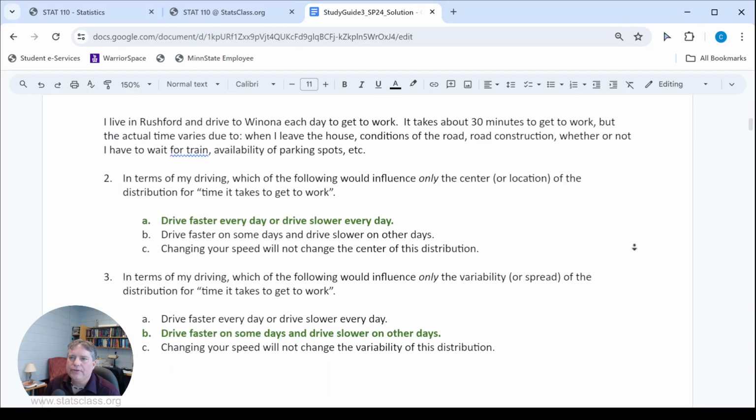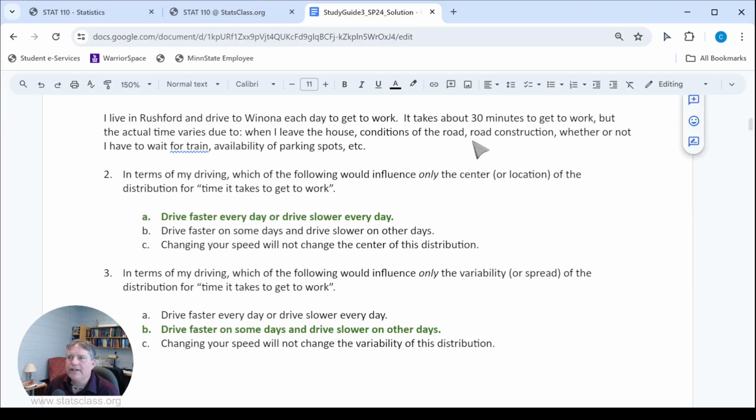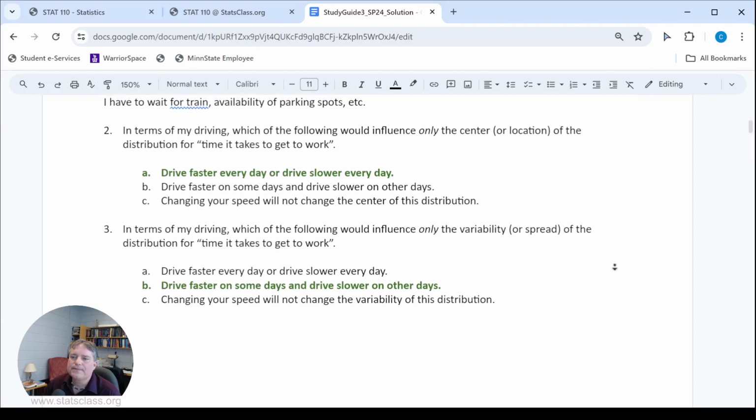Okay, let's talk about 2 and 3. This is about my drive to work. It takes about 30 minutes typically. And this is asking what would I have to do to change the center or location of that data? Well, if I drove faster every single day, then the center or location would shift down a little bit. It wouldn't take me 30 minutes, but it might take me 25 minutes, for example. Or I could slow down every day. So instead of 30, it would maybe take 32 minutes. If I want to start changing the variability, then I need to drive slower on some days and faster on other days. So I get more variation in those measurements.